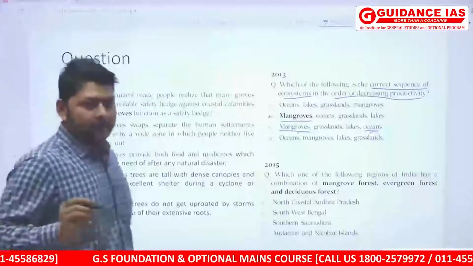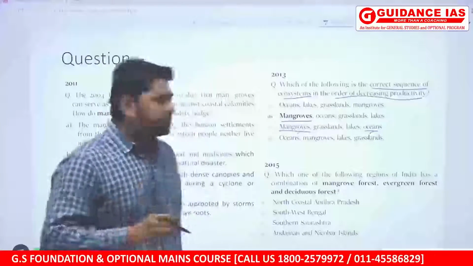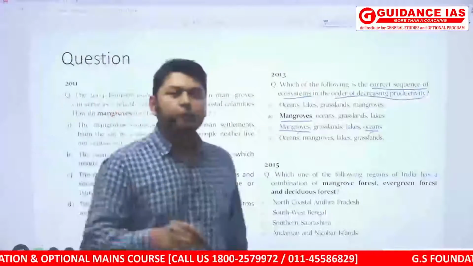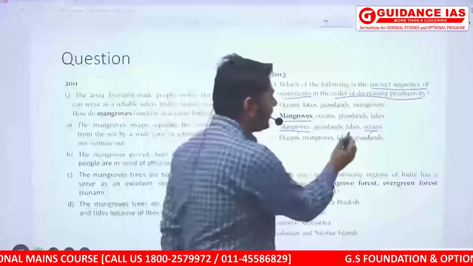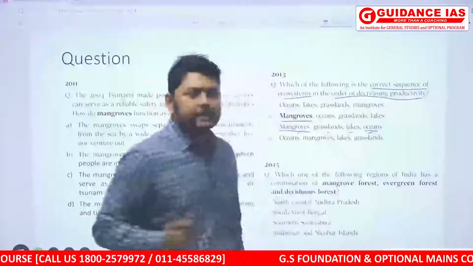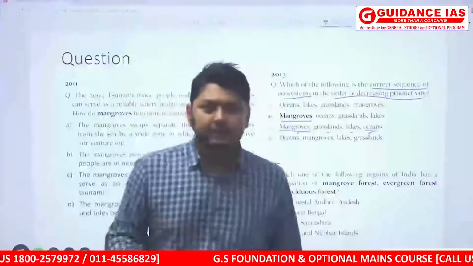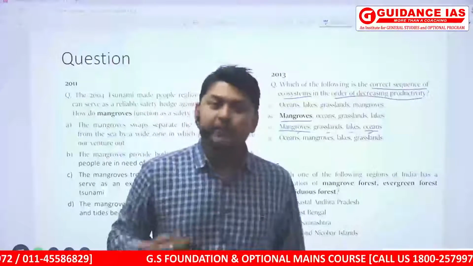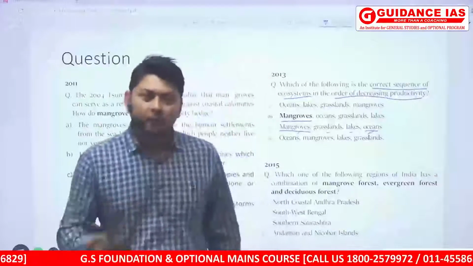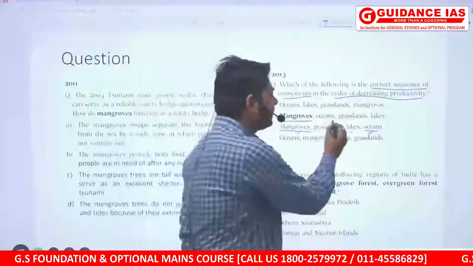So I can say that grasslands have more productivity than the lakes and oceans, because grasslands include diverse species. They include grasses, some trees, shrubs, flora, fauna. So next will be grassland.